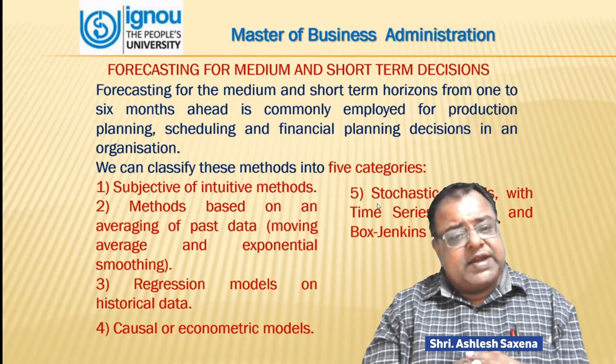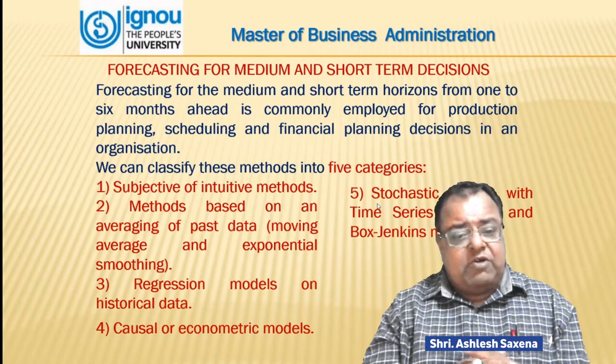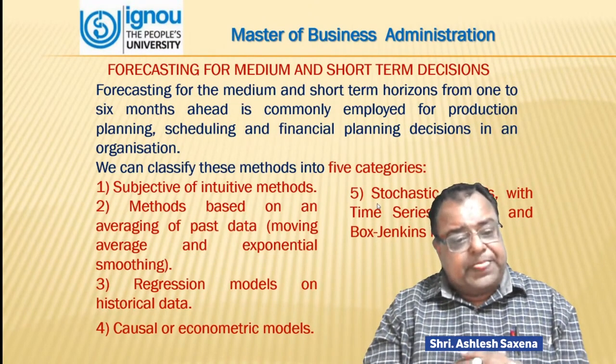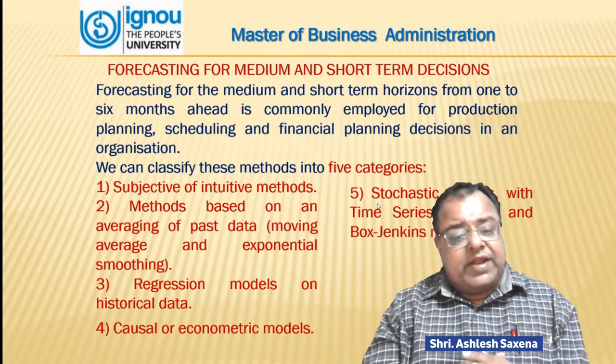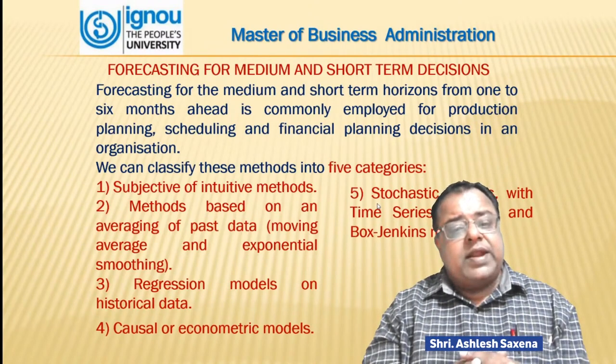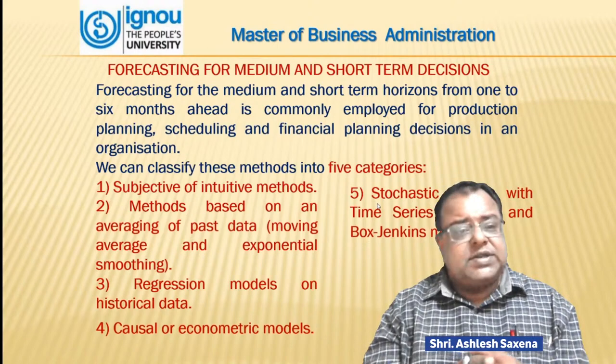First one, subjective or intuitive methods. Number 2, based on an averaging of past data, that is moving average and exponential smoothing. Number 3, regression models on historical data. Number 4, causal or econometric models. And number 5 is stochastic models, which are time series analysis and Box-Jenkins models.